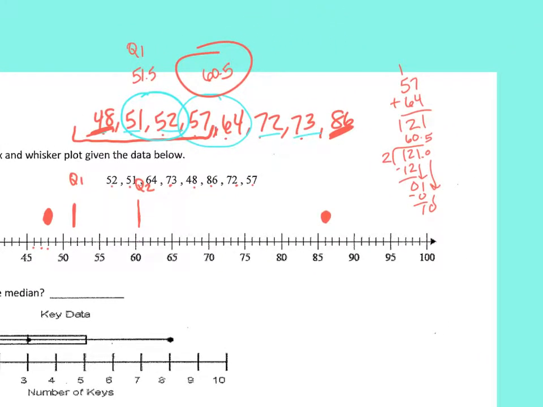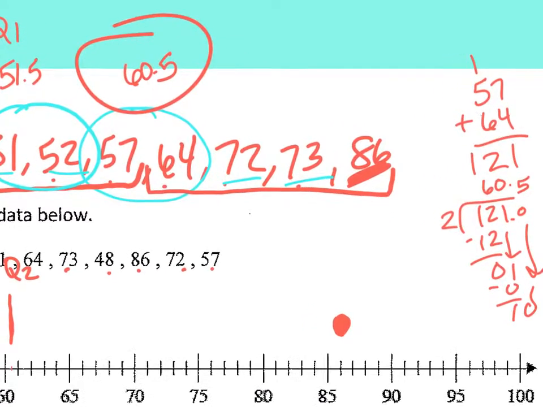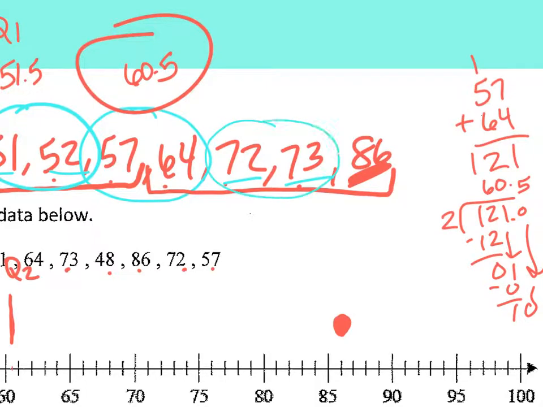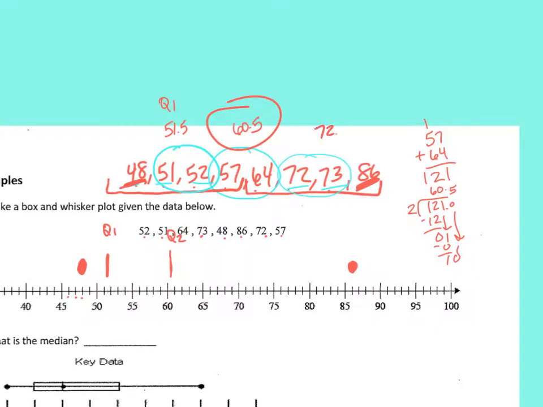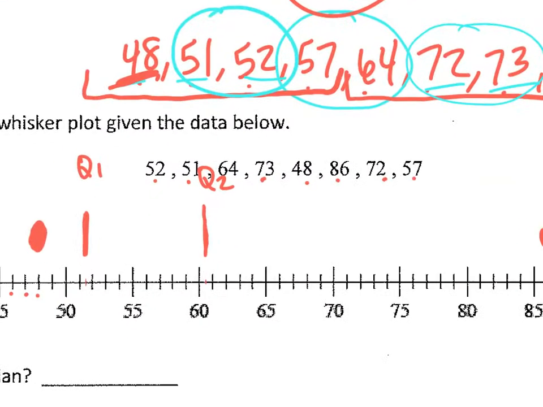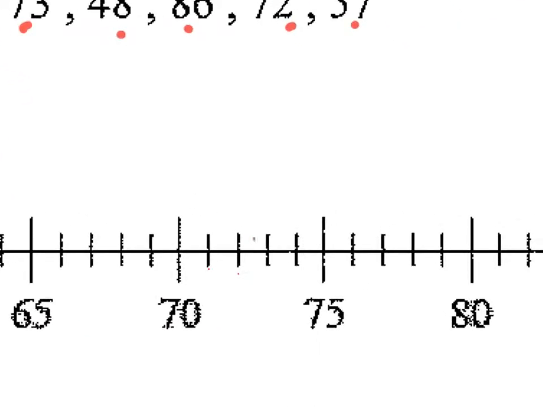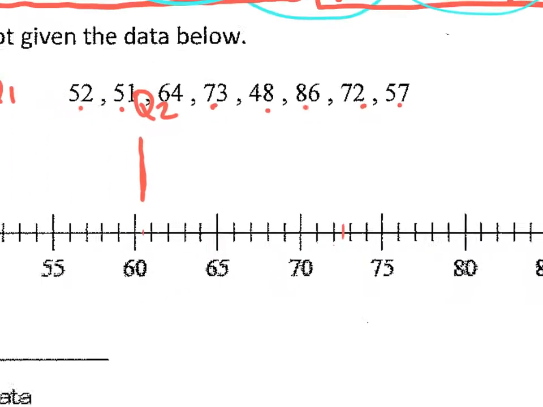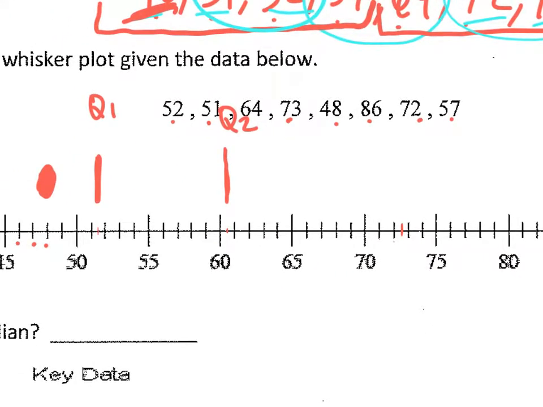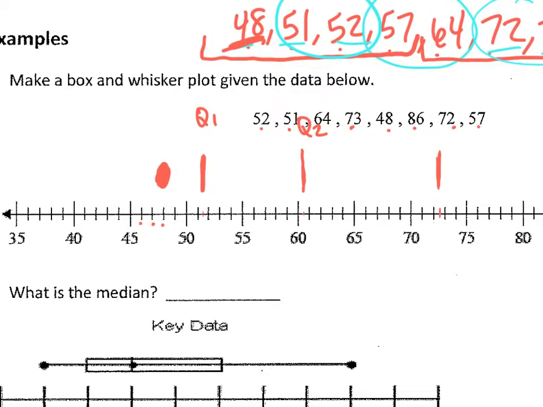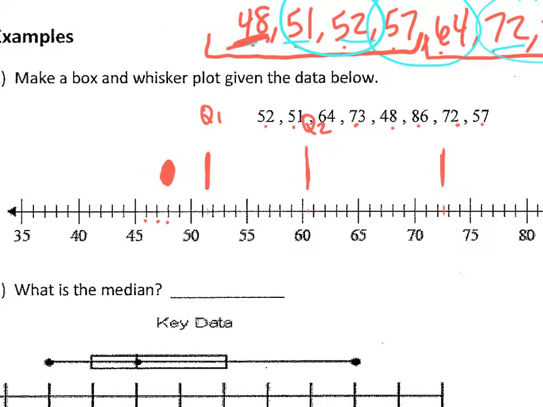Now let's do the same thing with that second half. 72.5. So I need whatever's between 72 and 73. Okay, so 72.5. So let's find 72 and a half. Yep. And then that's all box, right? Yep. That's it. We got a box. We got whiskers.